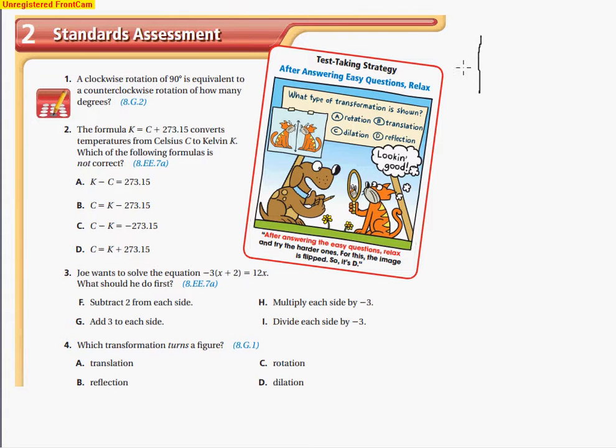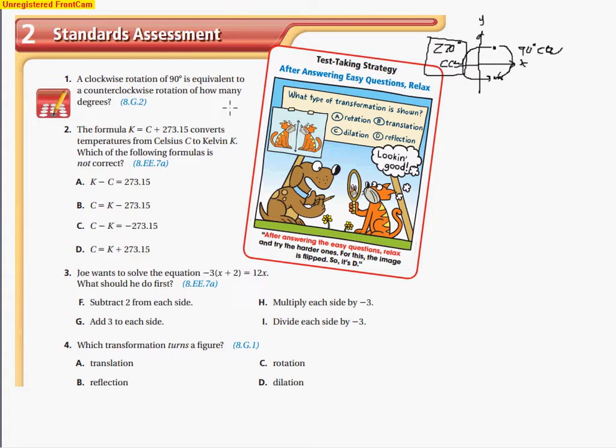So here's our x and y axes, and if I start right here and I rotate clockwise 90 degrees, that would end up putting me right in this location here. So that would be a 90-degree turn clockwise. So if I was to go counterclockwise, I'd have to go around 1, 2, 3. I'd have to go three quadrants, and that would be 270 degrees counterclockwise. So that's the answer for number 1.